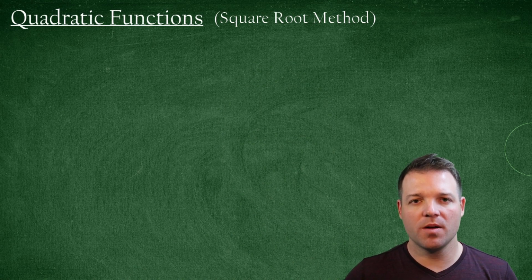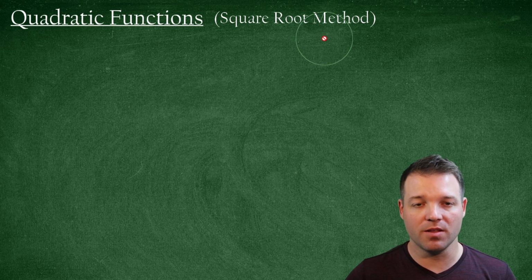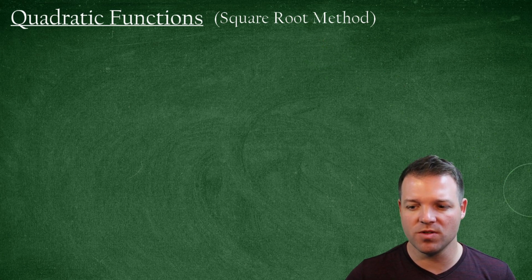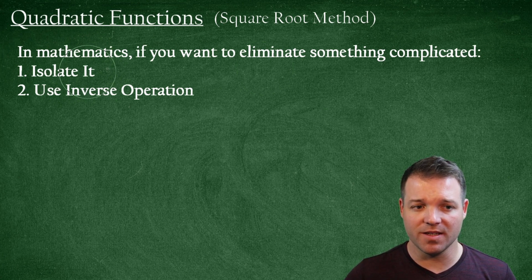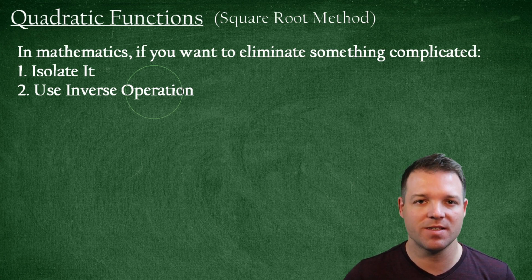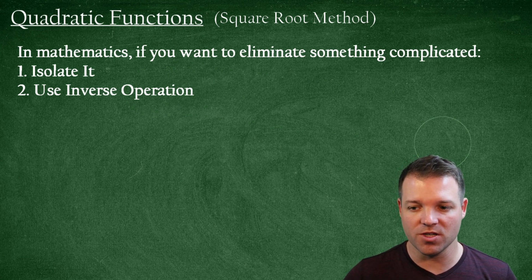Okay, so regardless of whether you're solving using the square root method or really anything, when you see something complicated in any equation in mathematics, we want to try to eliminate that complicated thing. And we pretty much follow the same steps to do this every single time. We first isolate that complicated thing, and then we use the inverse operation on both sides of the equation to eliminate it, wipe it out, right? That's what an inverse operation does. It's the opposite operation of the operation that you're talking about.